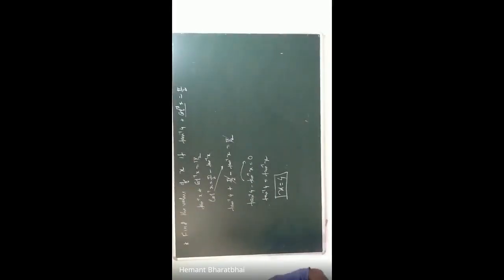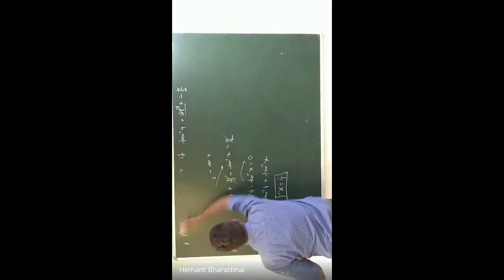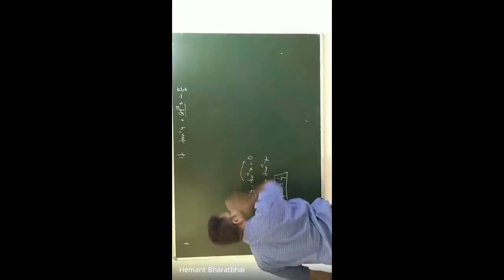Okay, so we got the value of x is equals to 4. Is it clear to everyone? Let's do next numerical. Both the numericals which we did now were of your board level. These were board exam numericals.